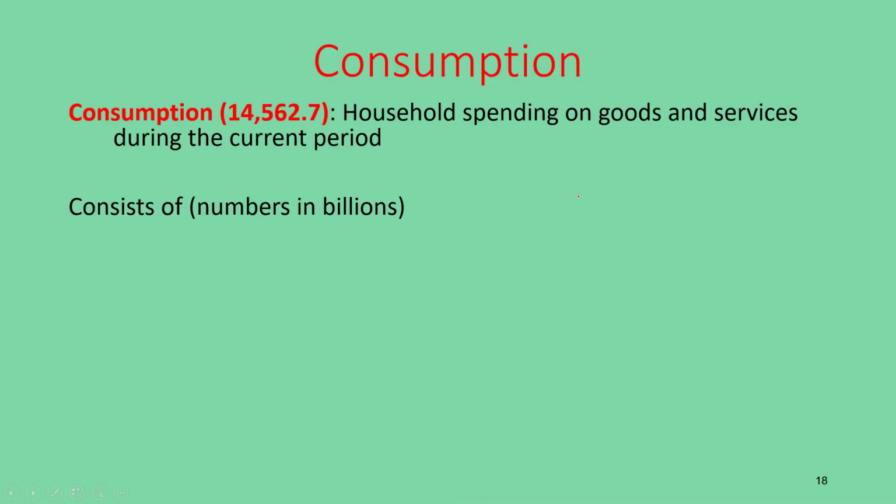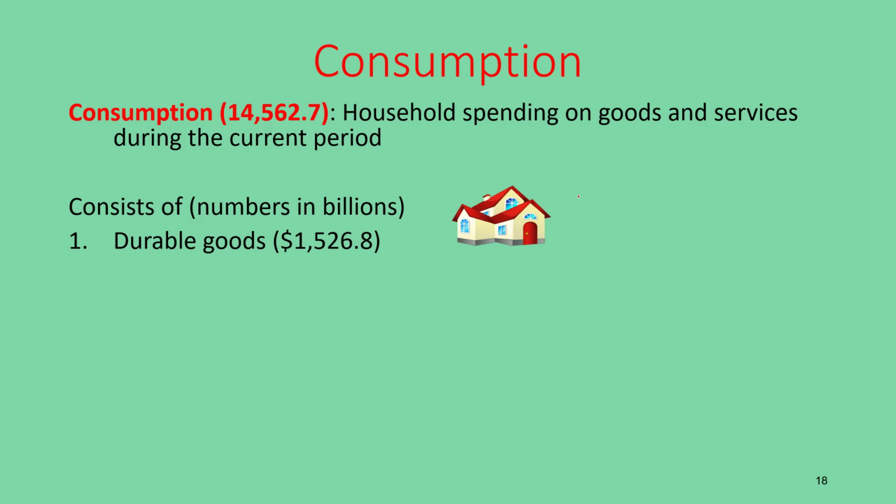Consumption is household spending on goods and services during the current period, and that consists of durable goods. Durable goods are goods that you tend to reuse a lot throughout your lifetime. An example of a durable good would be a house. It's not something you just use once and throw away. It's something that you continue to stay in as you continue to live your life. Another example might be an automobile that you drive continuously for a long period of time. It could be things like a washer, a dryer, or a dishwasher.